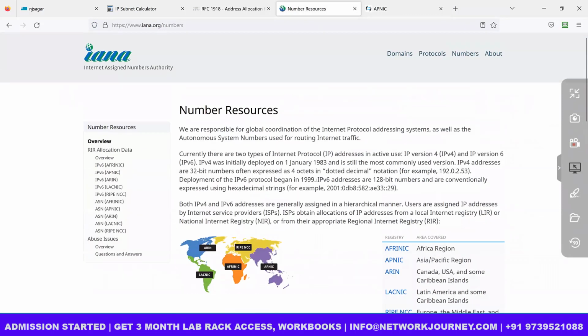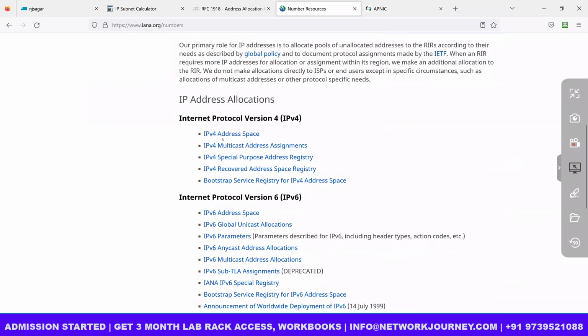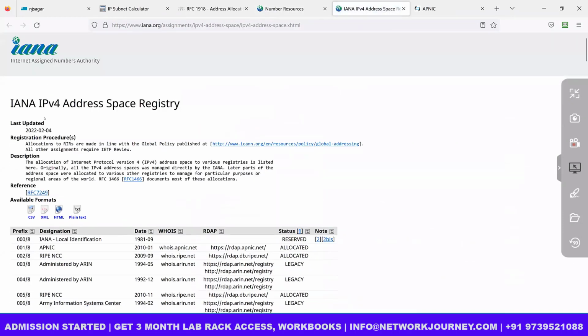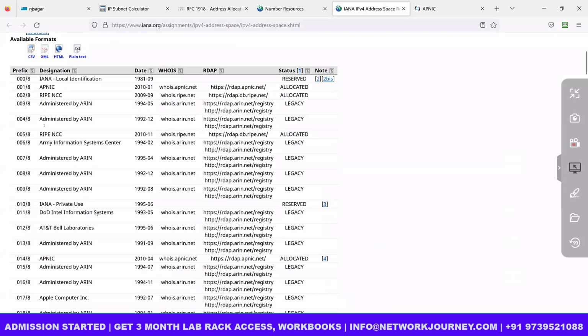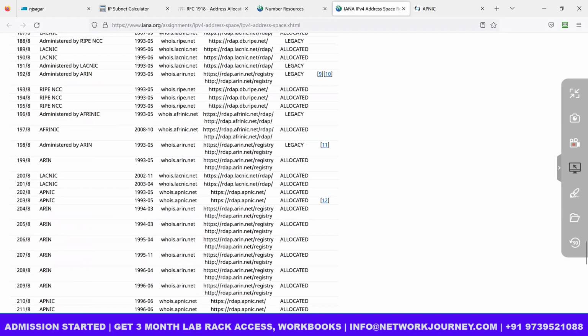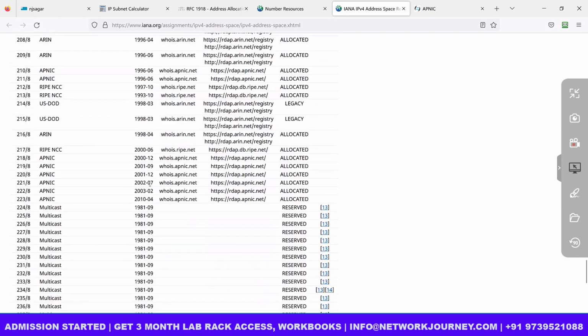This one, there is a short, interesting history. You can definitely read. Okay, I think this should be one. Yeah, see here. So you will see all the different entities whom this has been assigned and which year that was assigned. See, a huge list. Whatever is reserved, it's reserved. Whatever is allocated, it's allocated.